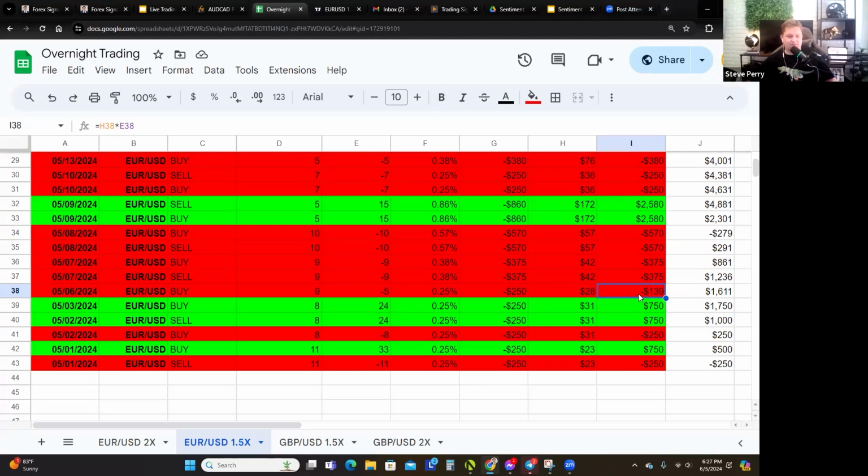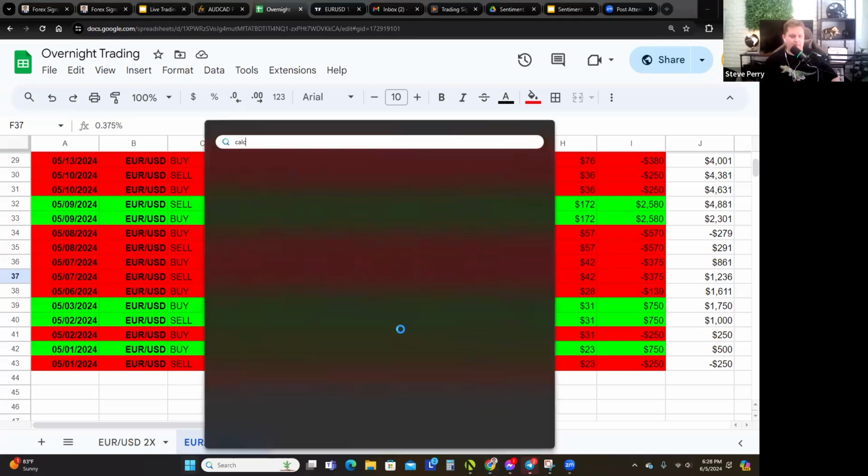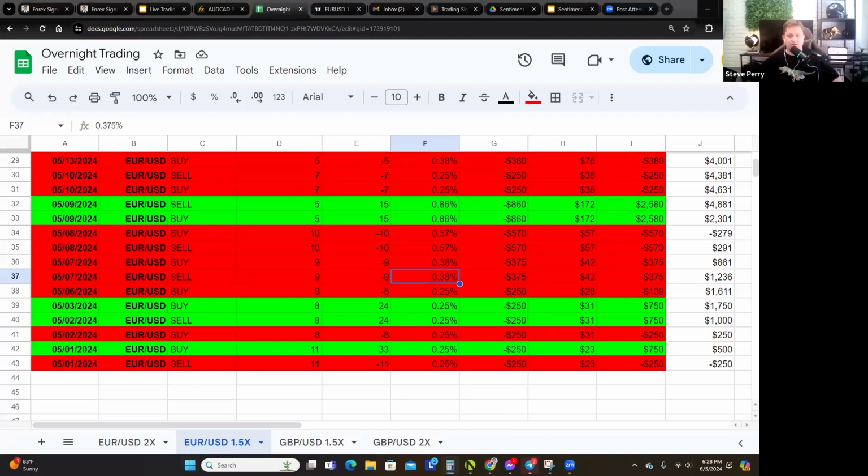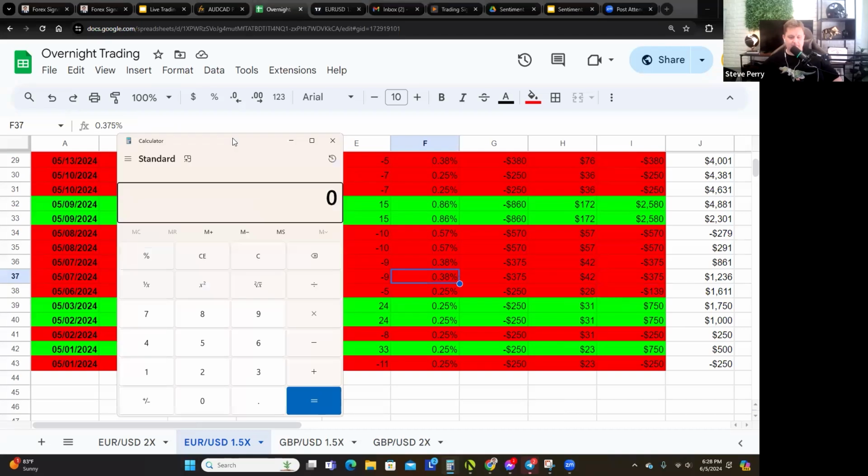Nonetheless, that's what it lost. And so when you have a losing day, I like to increase the contract size. Okay. So I increased to 0.38%. And if you pull up this calculator here, 0.25% times 1.5 is going to give you 0.375. So you could either do 0.375 or just round it to 0.38, which is what I've done. So I'd be risking 0.38% the next day.